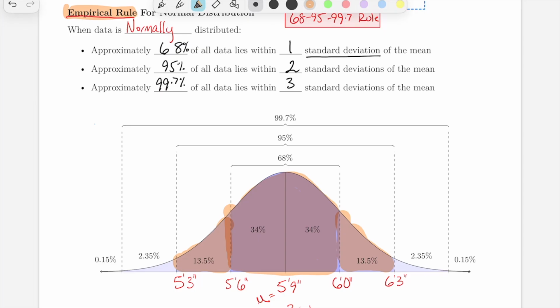Now, if you go up another 3 inches and we go up to 6'6" and down to 5'0", 99.7% of all adult males in the United States are in this range. So down to 5 feet and up to 6'6". So really think about this for a minute. All the adult males that you know in your life are probably between these two numbers.